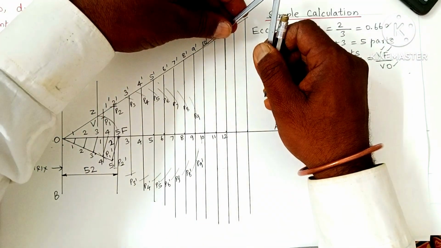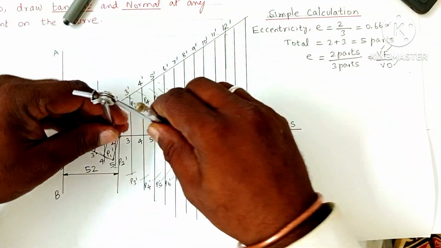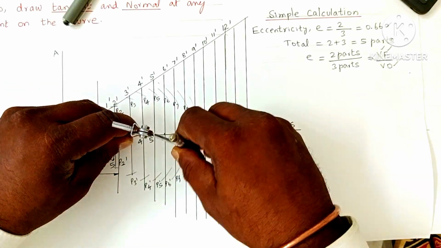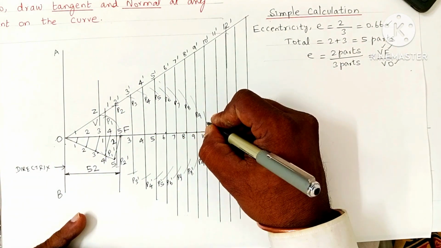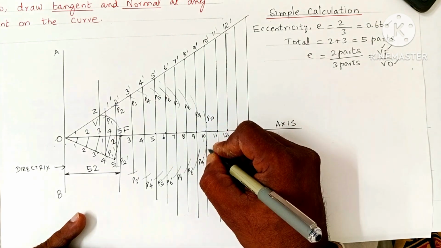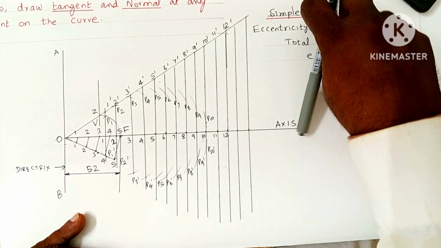Similarly, 10 dash vertical distance is taken in the compass. F as center, cut an arc on the 10th vertical line. It cuts it here, above and below the axis. This is P10. This will be P10 dash.